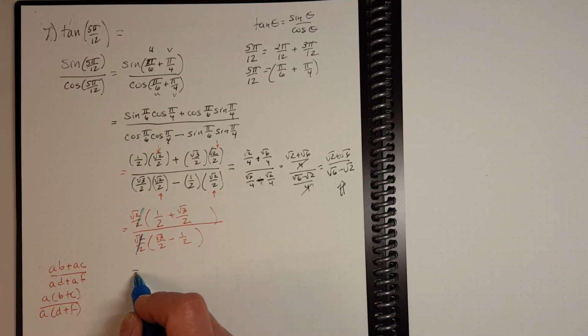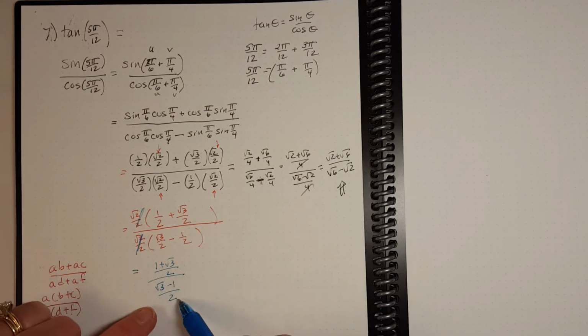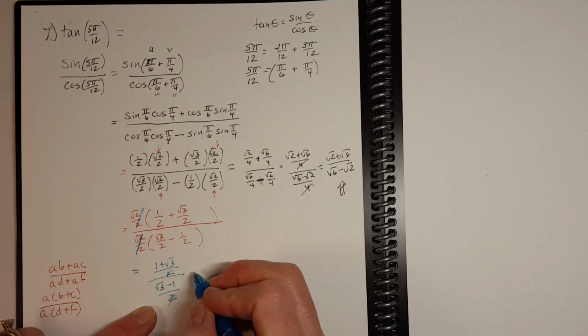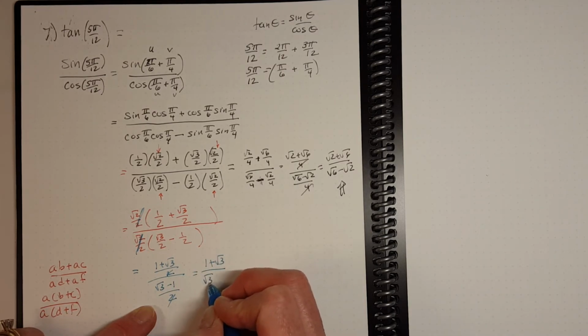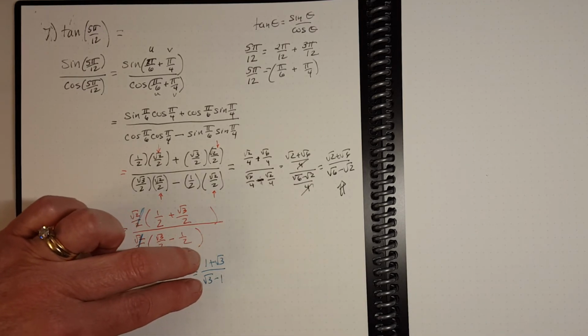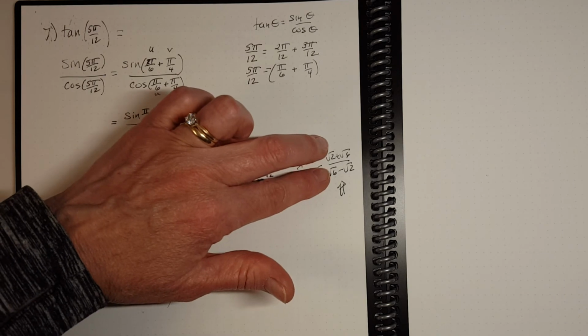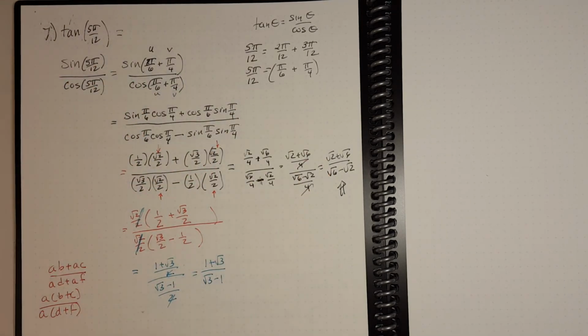And so now we're left with 1 plus root 3 over 2 over root 3 minus 1 over 2. And I have a fraction over a fraction with the same denominators. So I end up with 1 plus root 3 over root 3 minus 1. Now, I still have to rationalize the denominator, but that's a lot simpler than this one up here. So I like to look and see if I can factor something out at the start.